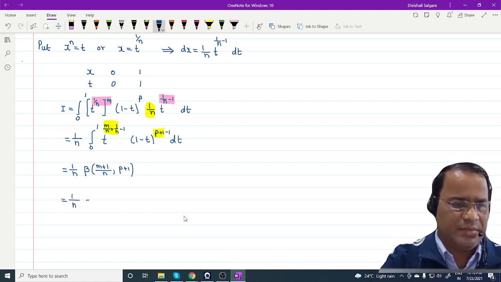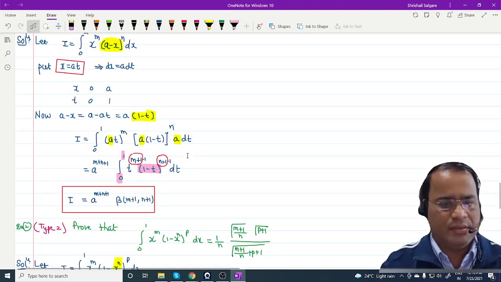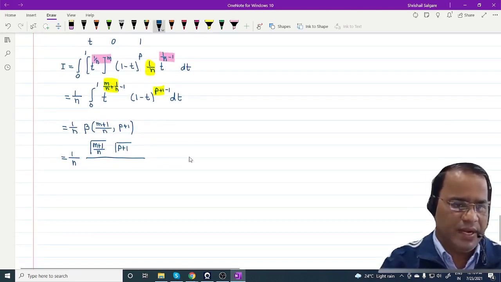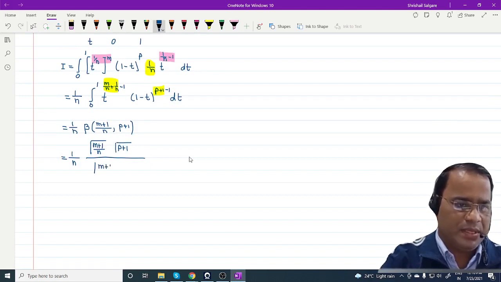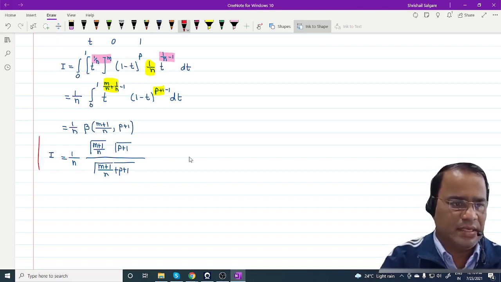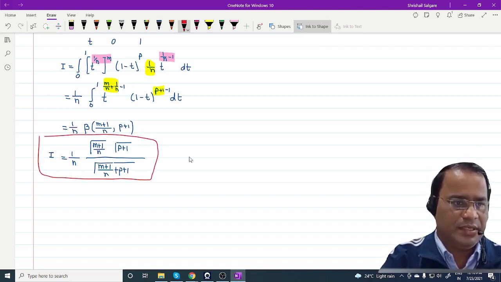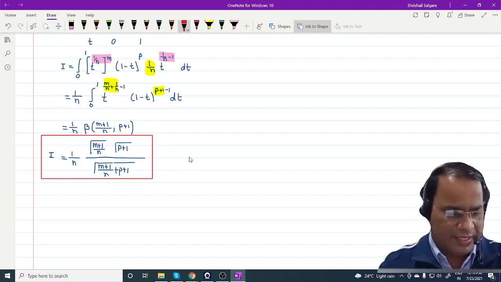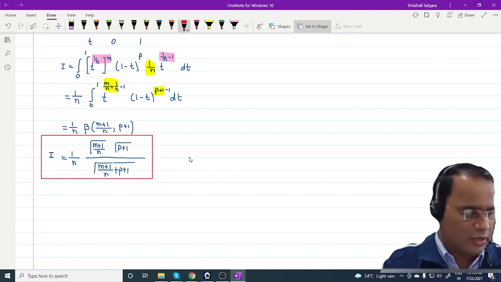By using the relation between beta and gamma, this can be written as gamma of m plus 1 divided by n into gamma of p plus 1, divided by gamma of m plus 1 divided by n plus p plus 1. So this is the evaluation of the integral of the second type, where you are substituting x raised to n is equal to t. One more type I will cover and then I will stop.